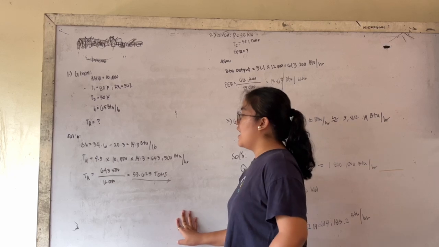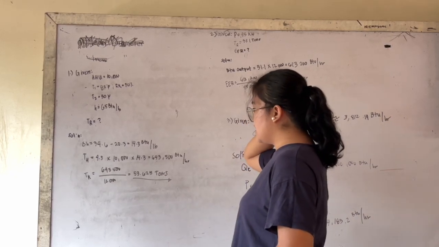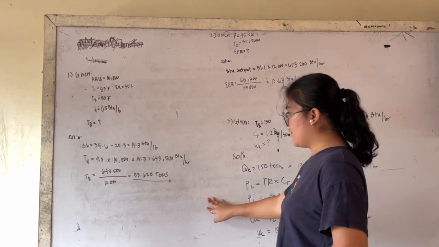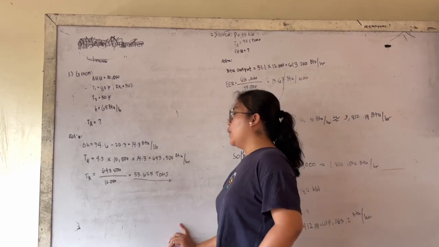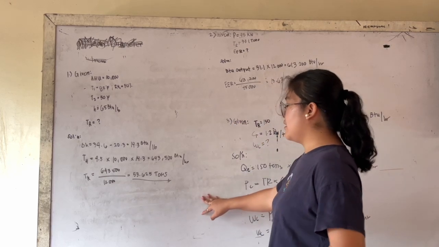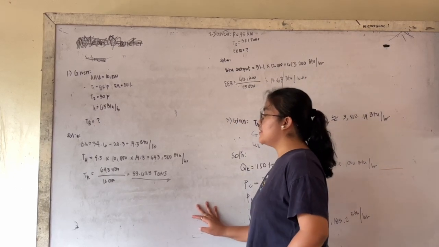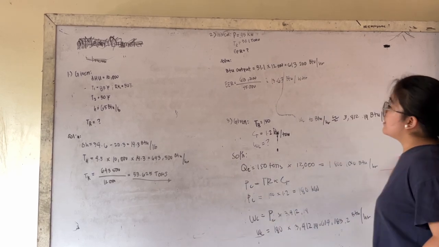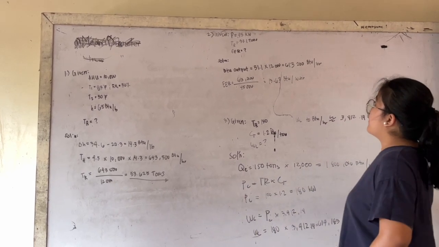BTU per hour. And to convert into tons, we're going to have 646,500 over 12,000, which is equal to 53.625 tons. And for number 2, we have a unit of speed equals to 45 kilowatts.